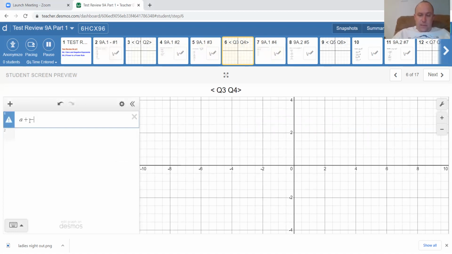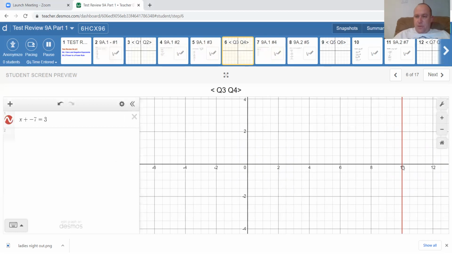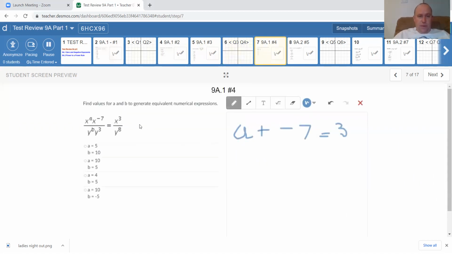So a plus negative 7 equals 3. Now, it'll say error, and it'll remind you they only have equations for x and y. So if you change the a into an x, it will actually, and it's a little bit off the edge here. There we go. We can just about see the answer here. If you click on the intercept or the dot, it will actually tell you what the answer is. So for the first one then, I know that a must equal 10.